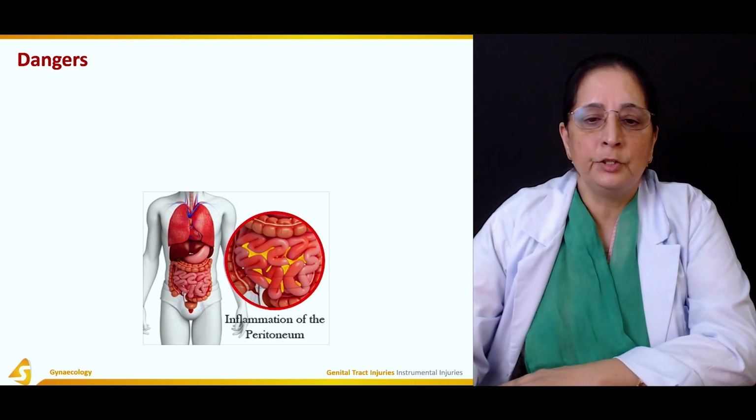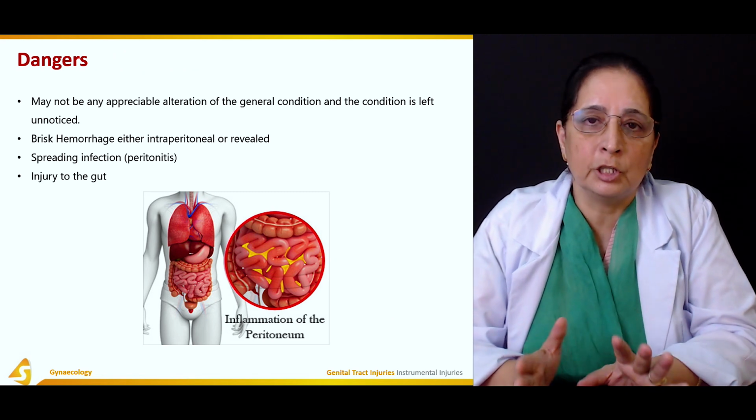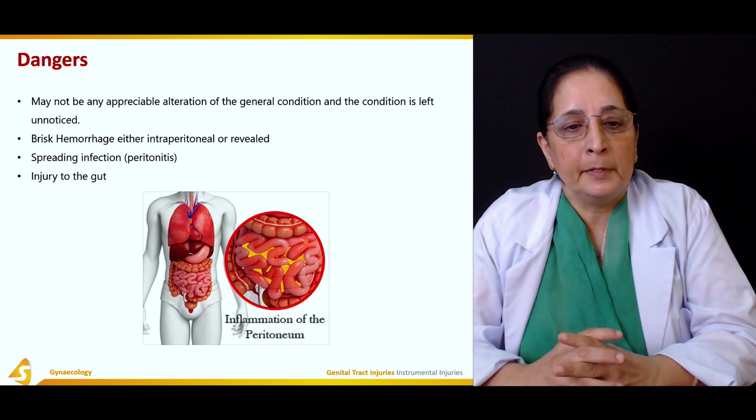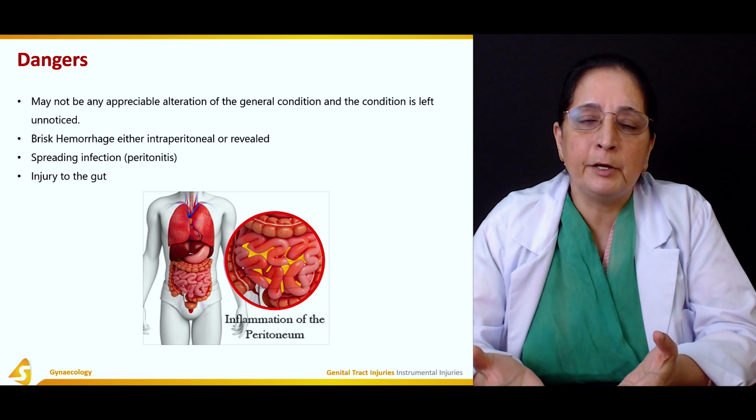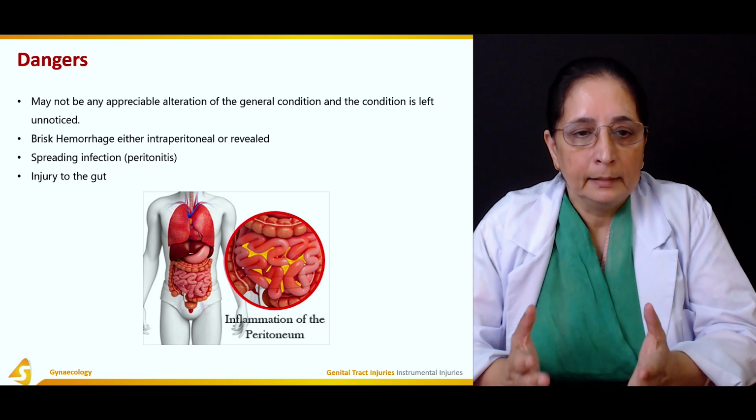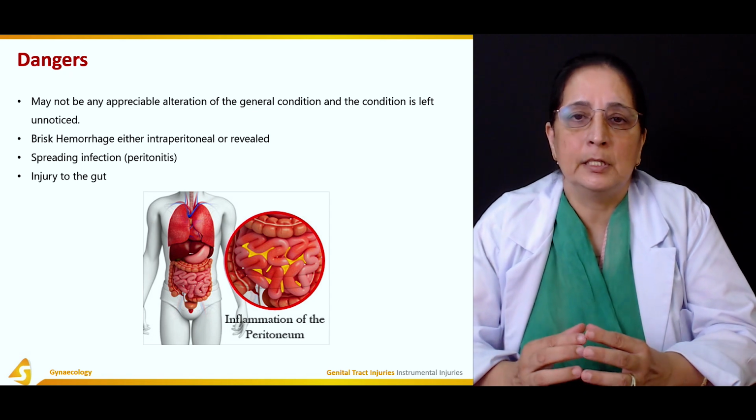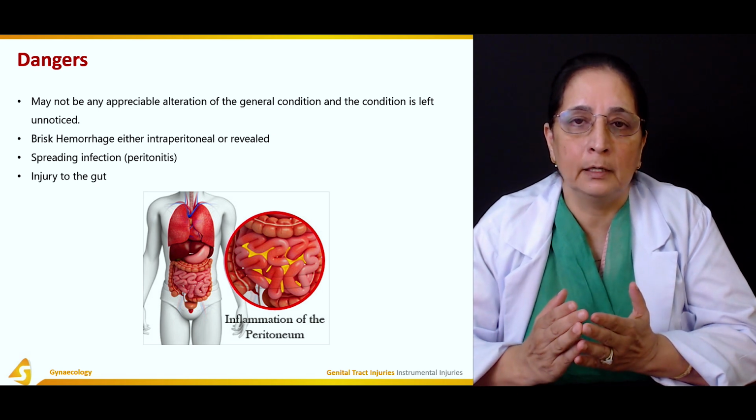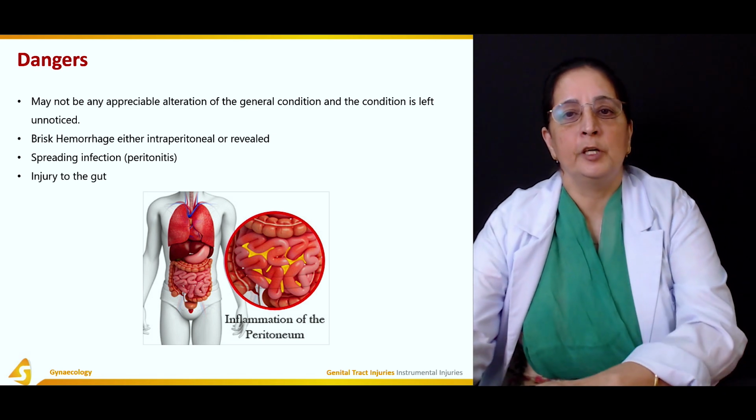Next, the dangers of the instrumental injuries. Sometimes there may not be any alteration of the general condition and it may go unnoticed. But sometimes the patient might present with hemorrhage. Hemorrhage is blood loss that can be revealed, visible, or it can be intraperitoneal or hidden. Then there might be spreading infection that leads to peritonitis, which is inflammation of the peritoneum. The peritoneum is the lining that covers the abdominal organs. Or there might be injury to the gut.